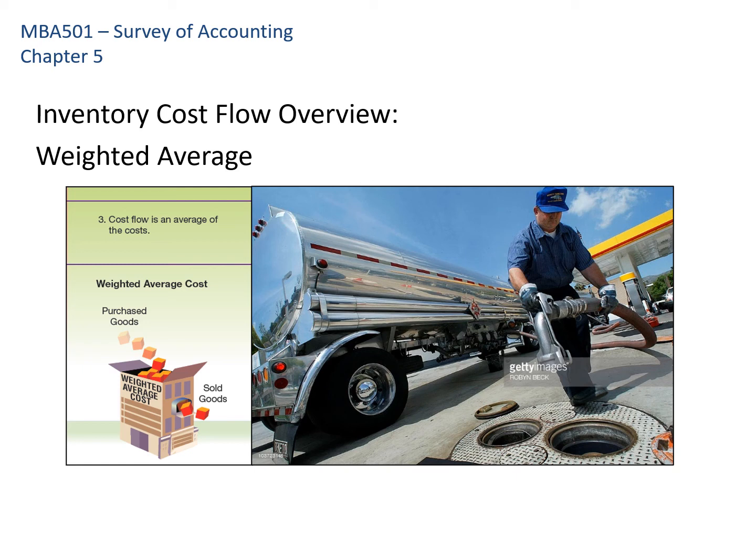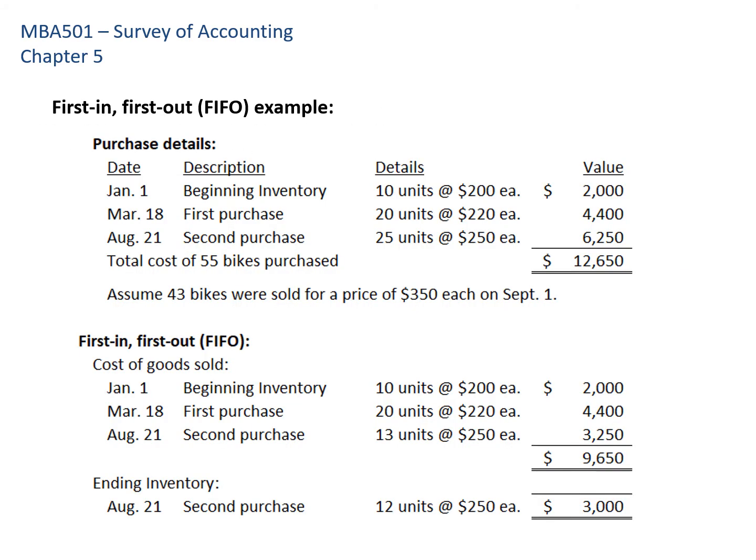So I kind of like this method. Let's walk through some examples of the three prominent methods, excluding specific identification. In all three cases, we are running a bicycle store. We have beginning inventory of 10 units at $200.